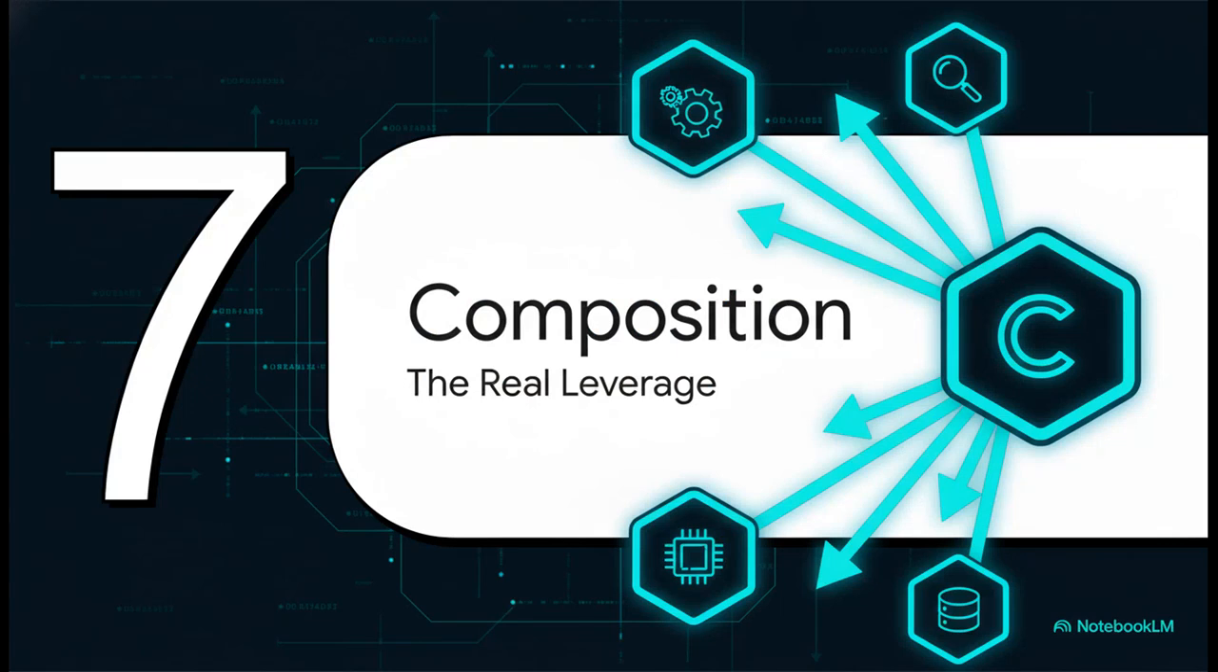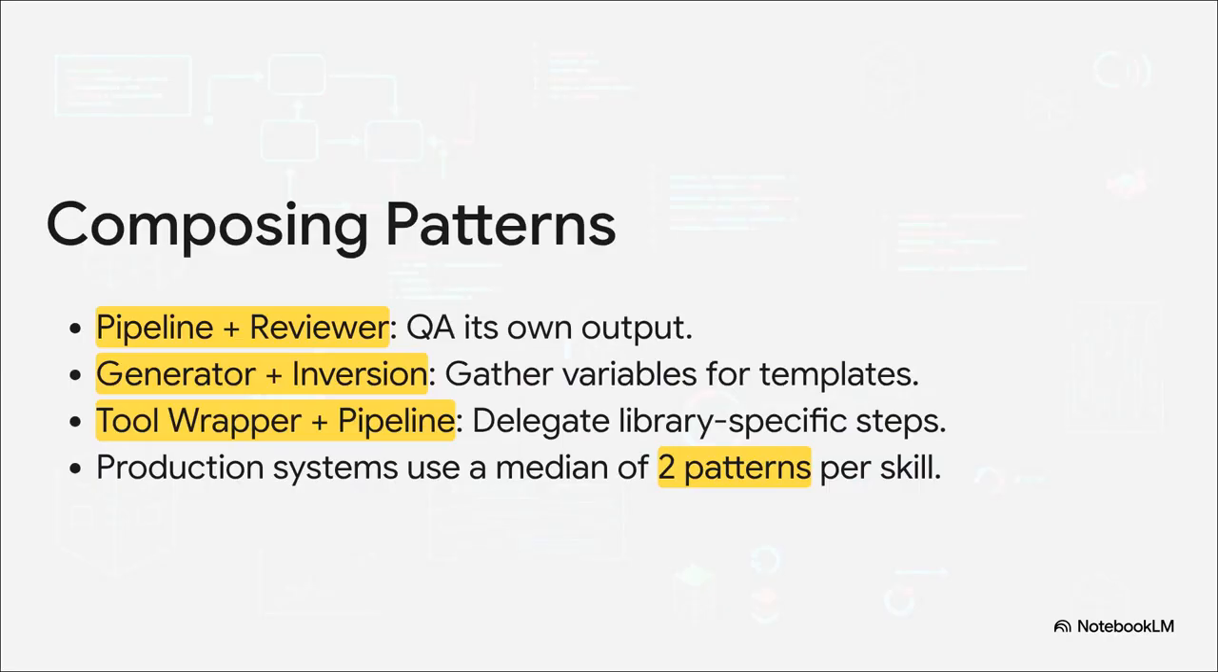But the real power, the true 10x leverage, kicks in when you realize these aren't meant to be used alone. They are designed to be composed, to be stacked together. And this is where it all just clicks into place. You can have a pipeline that calls a reviewer skill to QA its own work, or a generator that uses the inversion pattern to gather all the variables it needs before it fills out its template. In fact, a recent study on Archive found that real-world production systems use a median of 2 patterns per skill. For complex tasks, you almost never ship a skill with just a single pattern.